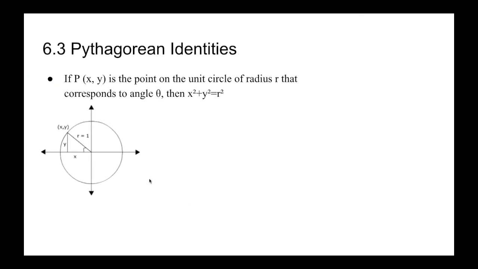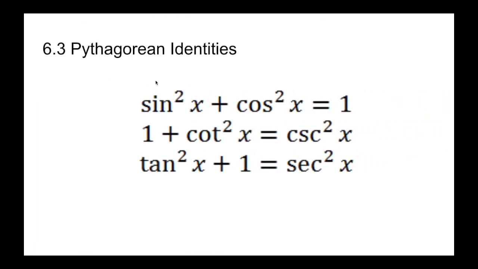Next is the Pythagorean identities. On the unit circle, the radius is always 1, the x is the horizontal, and the y is the vertical. If point (x, y) is the point on the unit circle of radius r that corresponds to angle theta, then x squared plus y squared equals r squared. The three Pythagorean identities we use are sine squared theta plus cosine squared theta equals 1, 1 plus cotangent squared theta equals cosecant squared theta, and tangent squared theta plus 1 equals secant squared theta.